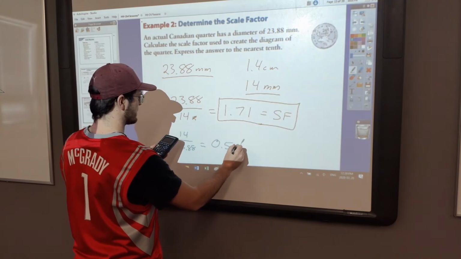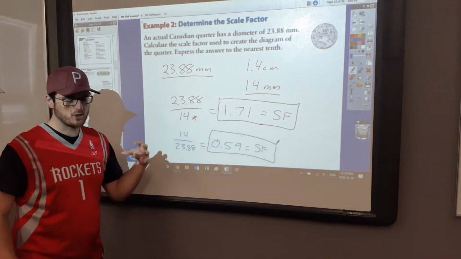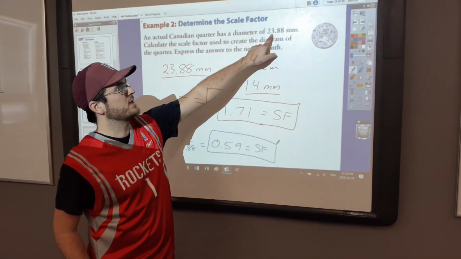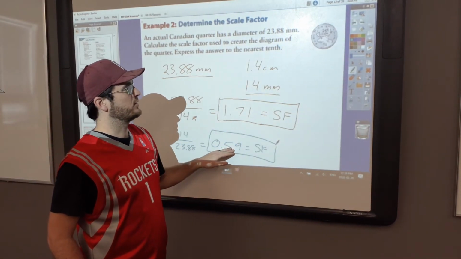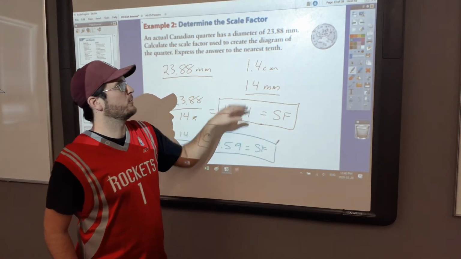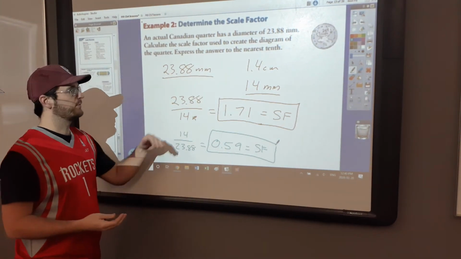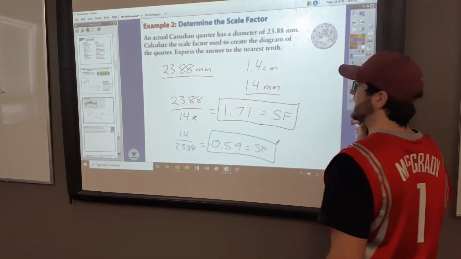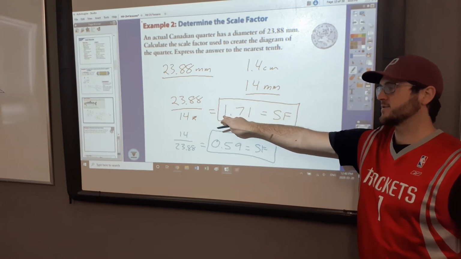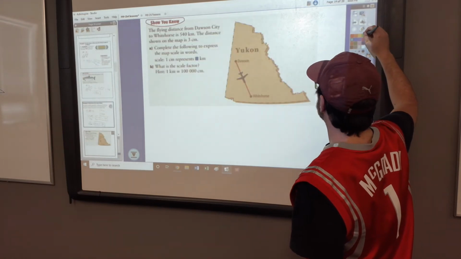Now, both of these answers for me are going to be acceptable. I don't really mind you doing either way, as long as you keep straight what a scale factor of 0.59 actually means. That means you're multiplying the actual by 0.59 to get to the smaller one. This one, you're taking the smaller one and multiplying by 1.71 to get to the bigger one. So as long as you know what you're doing for the scale factor, you can do it either way. I always prefer the bigger number divided by the smaller one, because I prefer getting a scale factor that's bigger than 1, but that's just a preference thing. So it's totally up to you how you want to do these.